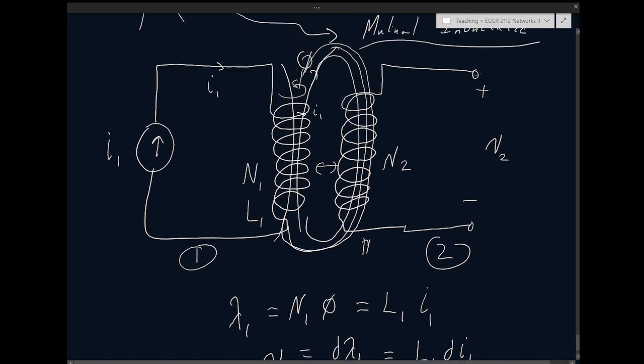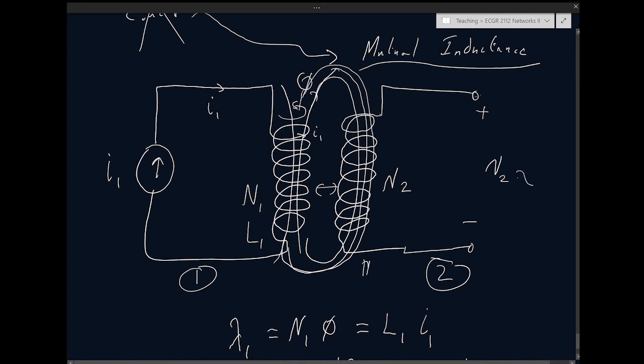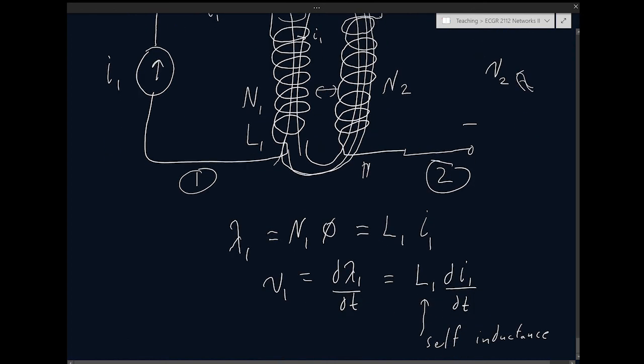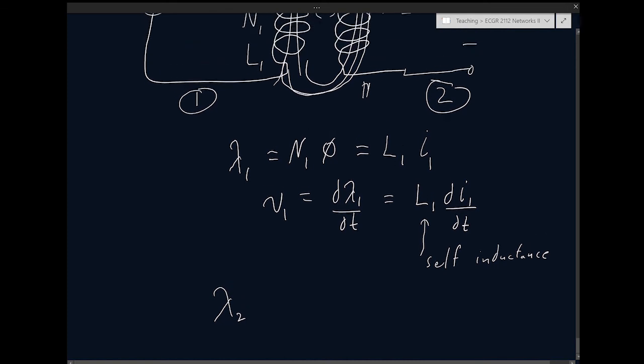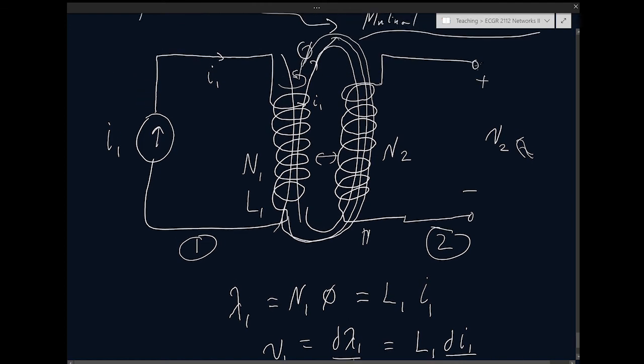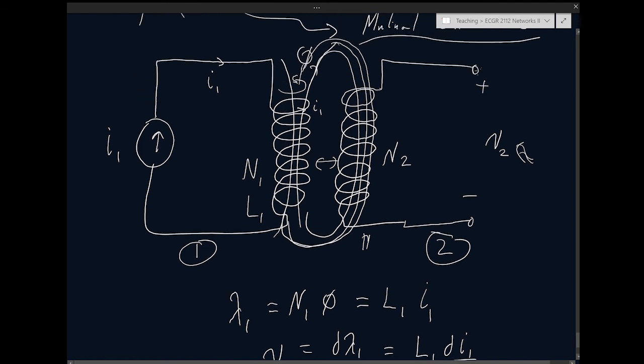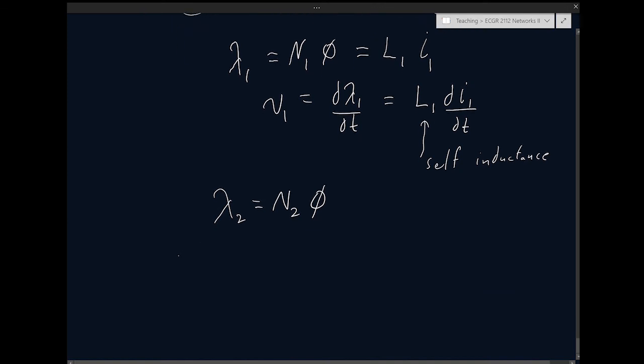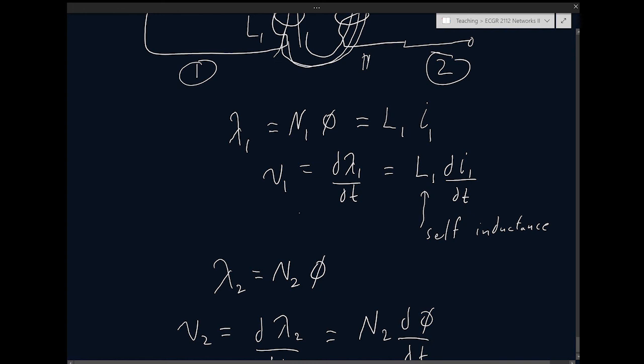What about circuit 2? What would be the voltage that arises on those terminals? Well, same thing, we need to find the flux linkage for coil 2. Flux linkage for coil 2 is just N2 phi. The key thing is that it is the same phi. The flux that is shared between the two coils is the same. I just have to apply Faraday's law: V2 equals d lambda 2 over dt, equals N2 d phi by dt.